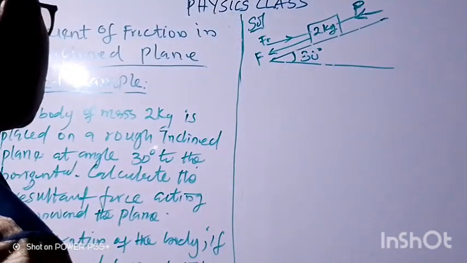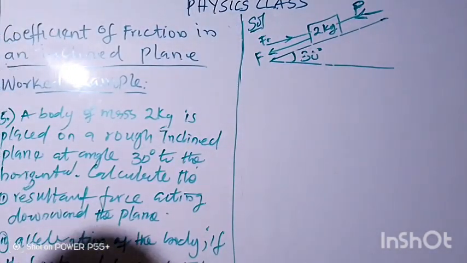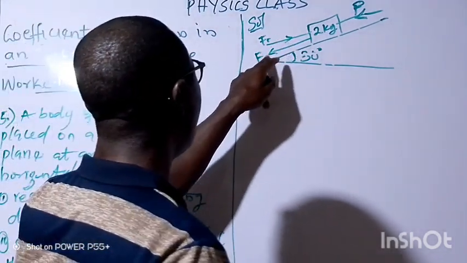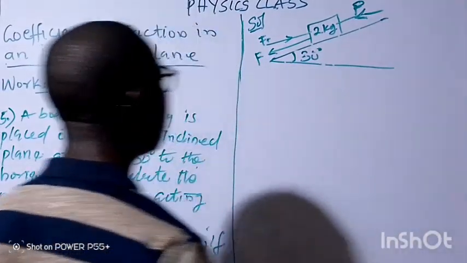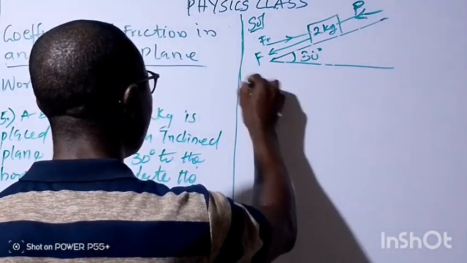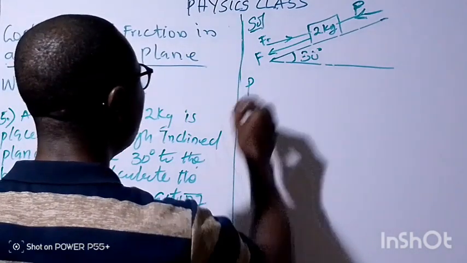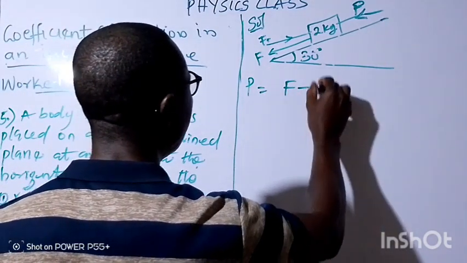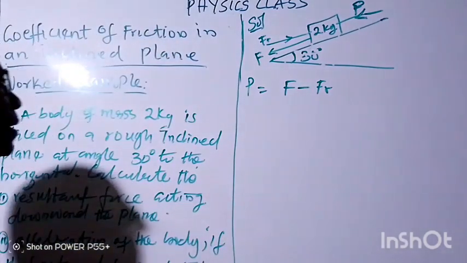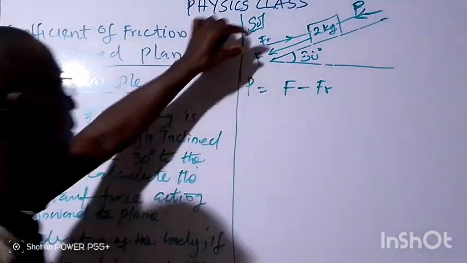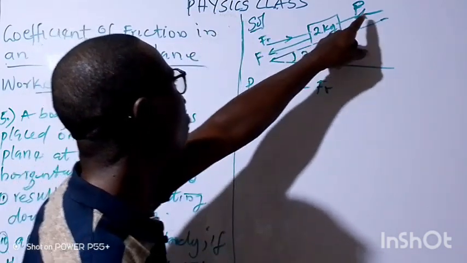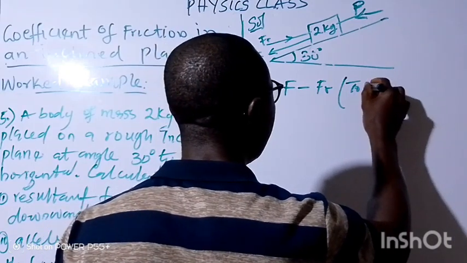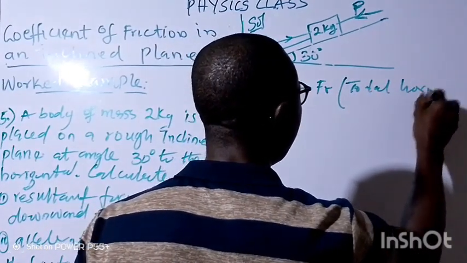So to put this one into an equation, since both F and Fr are in opposite directions, we are going to have P equal to F minus Fr. That would be the best equation to solve this one. These are in opposite directions, so this one gives us the total horizontal force.